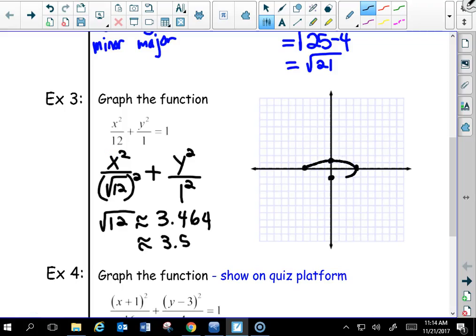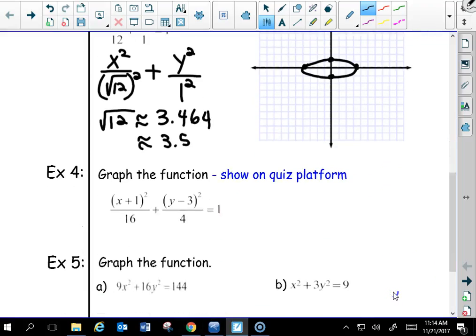So there's my ellipse. Now, they'll have it the other way. They'll have just about every combination of error you can have, but make sure you pick the right one. Just pick up your calculator and calculate that square root.